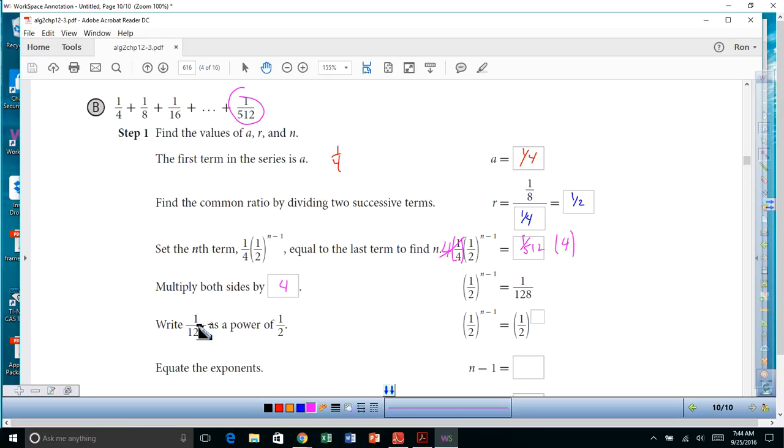Now you need to write 1 over 128 as a power of 2. And I think that is, let's see, 2 to the 6. Is that right? 2 to the 6 is 64. So 2 to the 7th is 128. So that's 1/2 to the 7th power, right? Now you can get rid of your bases, and you have n minus 1 equals 7.